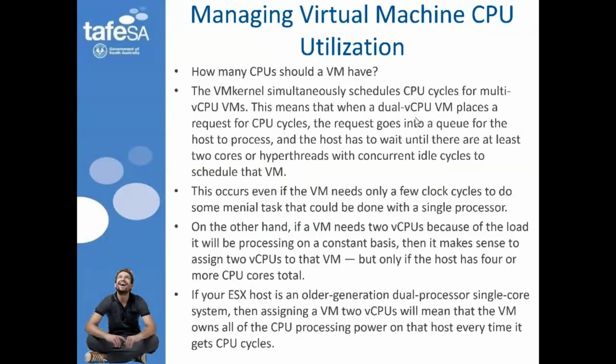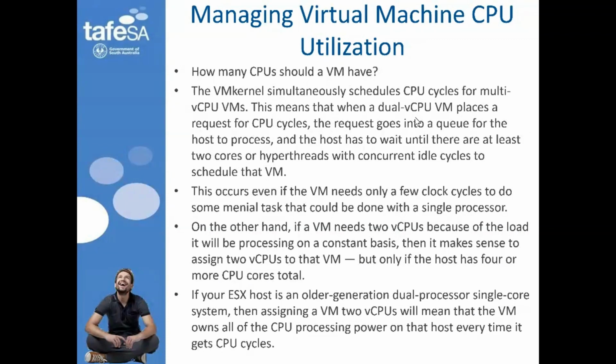So this occurs even if the VM needs only a few clock cycles to do some menial tasks that could be done on a single processor. So in this case, instead of having 2, have a single processor, you get it done a lot faster. On the other hand, if a VM needs 2 virtual CPUs because of the load, it will be processing on a constant basis. So you have to depend on what the virtual machine is doing. Is it just doing DHCP? Why do we need so many CPU cycles, right? It's doing heavy processing because it's a database server and there are multiple queries and reports generated from the server for many users. It needs those CPU cycles.